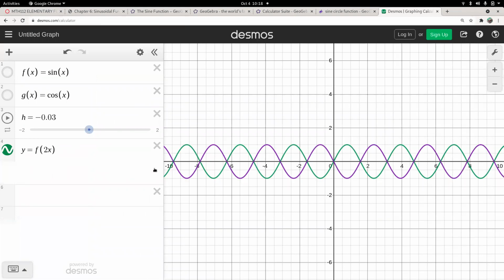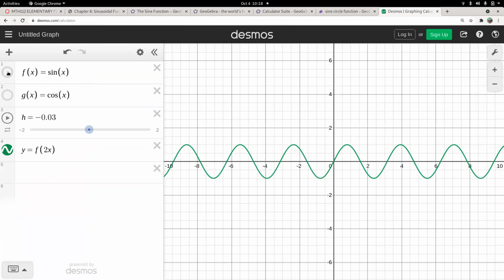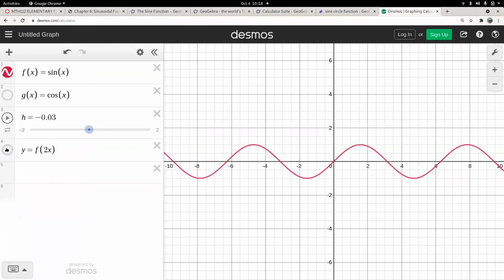Let's delete some of this stuff. Okay, so I'm just focusing on the sine. So here's my original sine function. I'm going to turn this one off for a minute. And then what do I want to have happen?